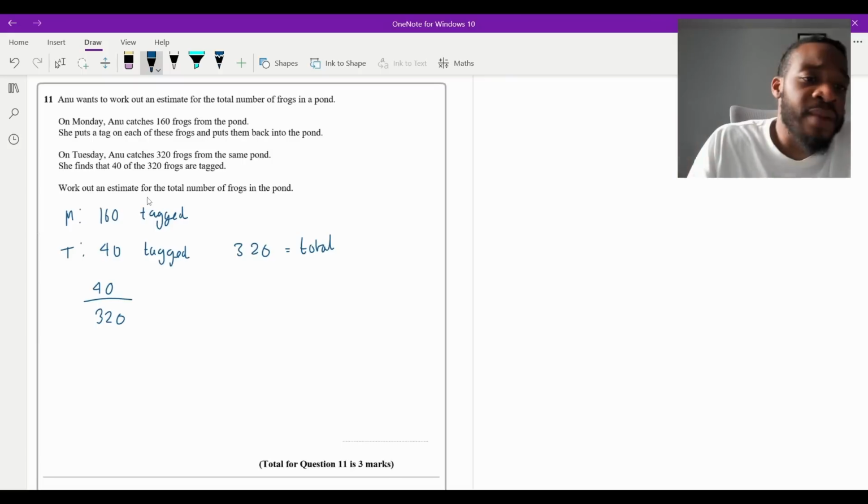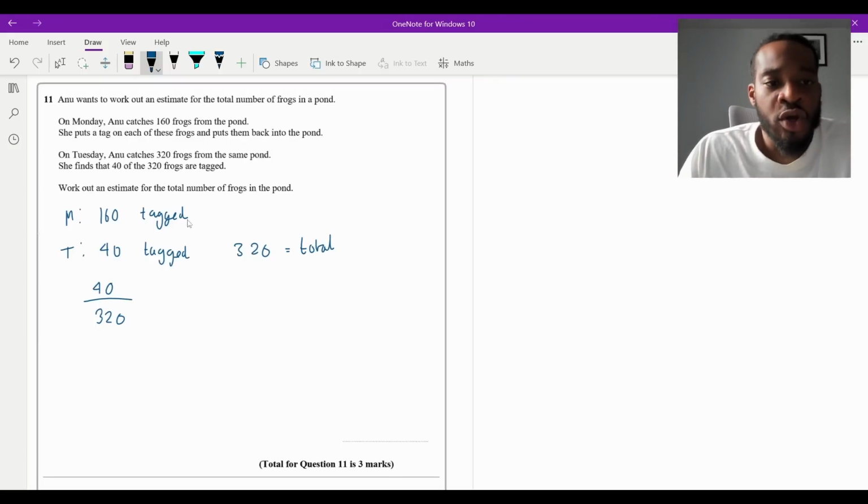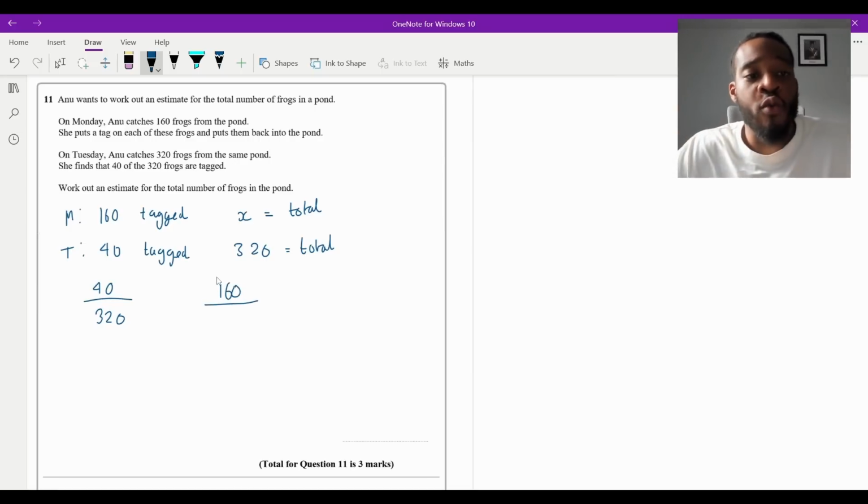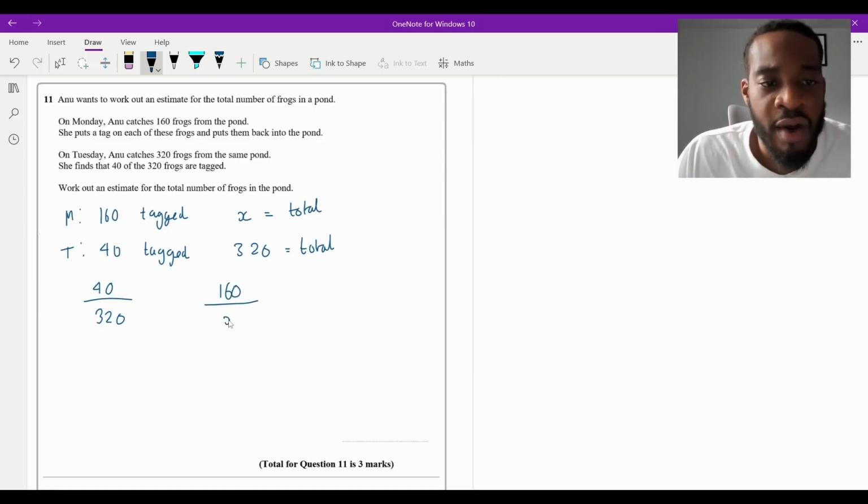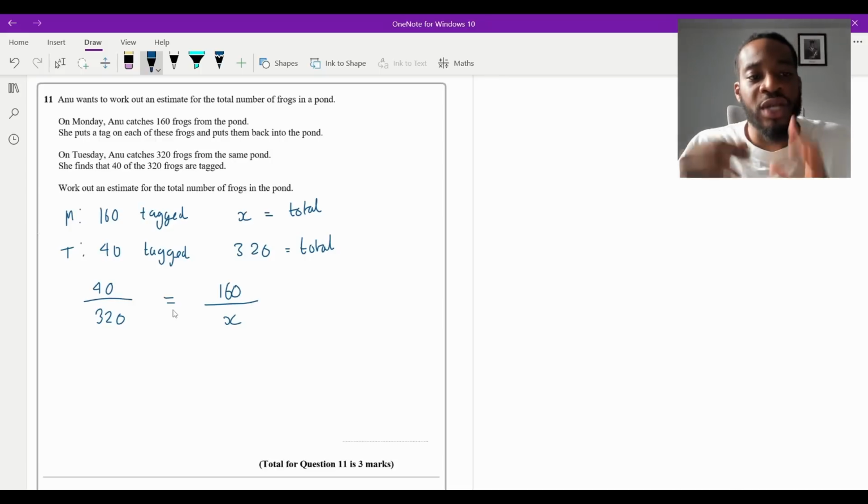We're trying to figure out how many frogs there are in total. So the population, the actual total, we're just going to call X. We don't know it, but we assume that the proportions are the same. So I'm going to say that the tagged frogs on Monday, which is 160, out of the total frogs in this pond, which you don't know, are going to be the same. So that's literally all you do. Tag divided by population, and you make them equal to each other.